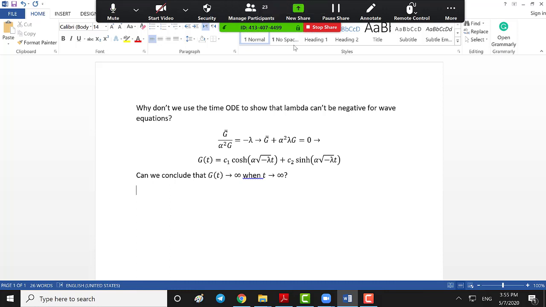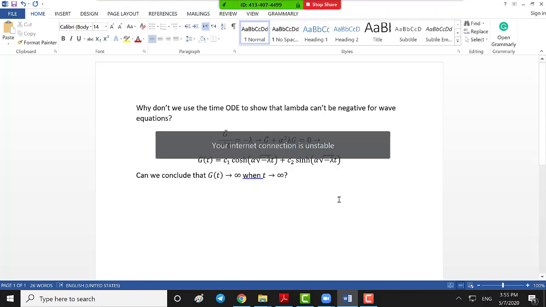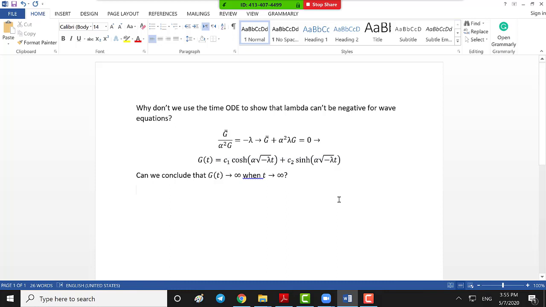Your answer was very good. It's a very good idea, but you didn't consider the effect of C1 and C2. Maybe somehow they reverse the effect of each other, right? So maybe C1 and C2. So the answer is no, right?